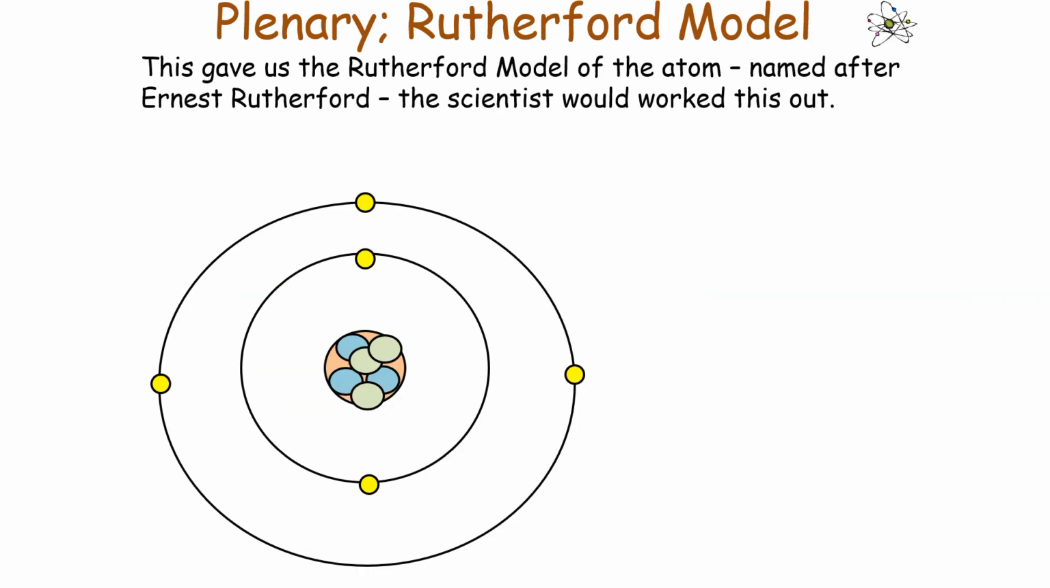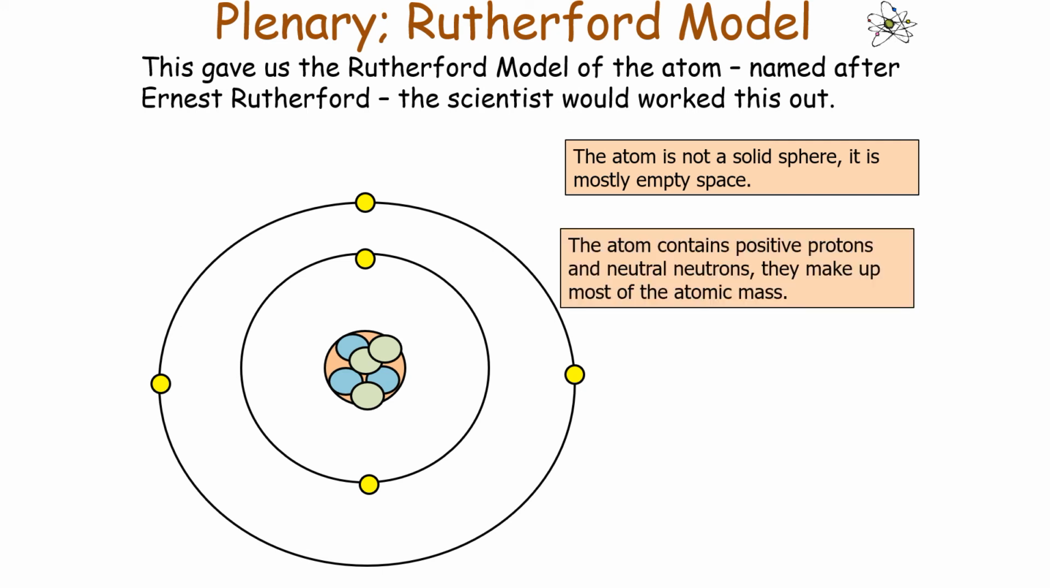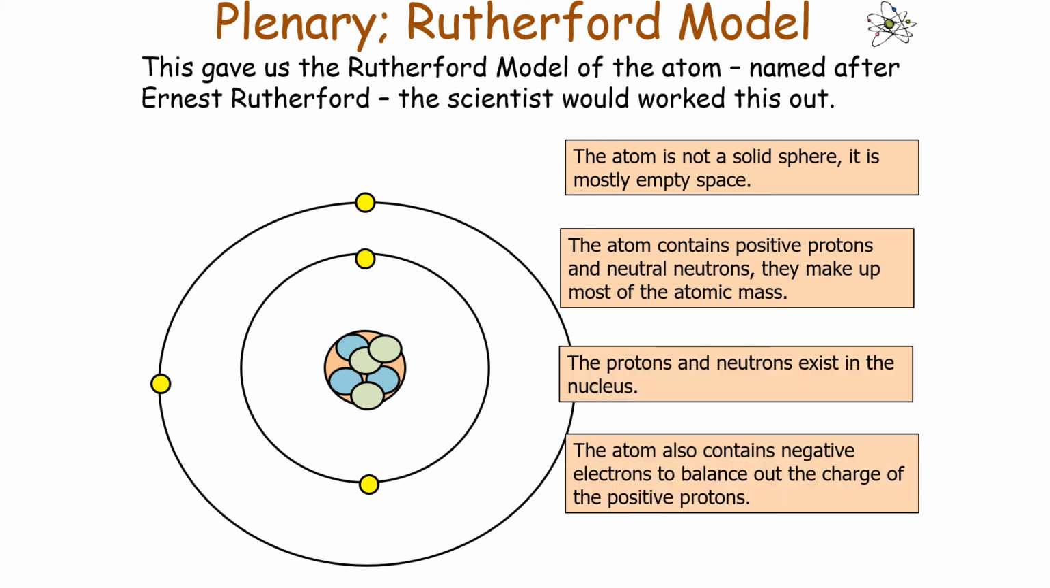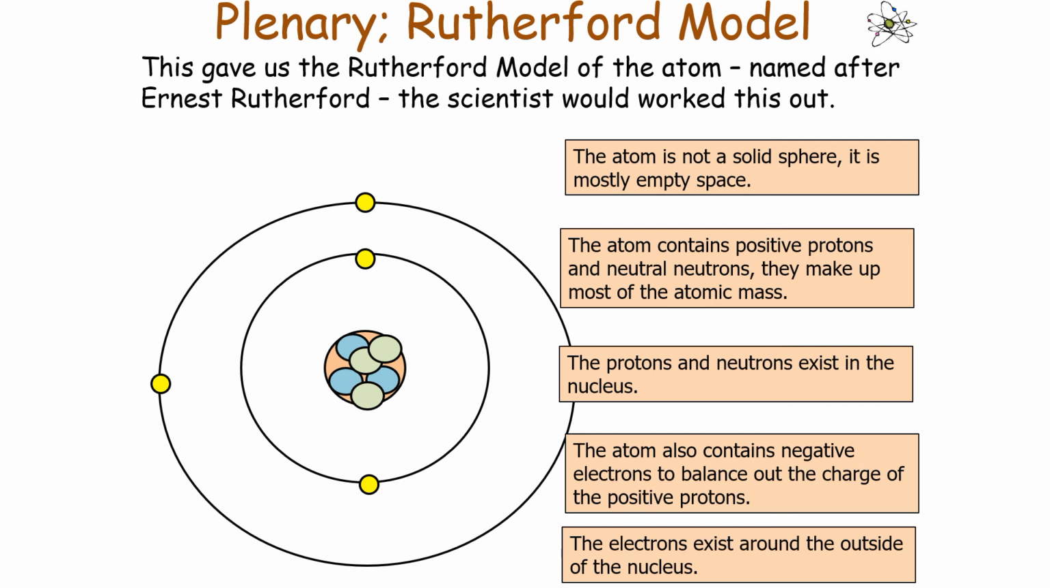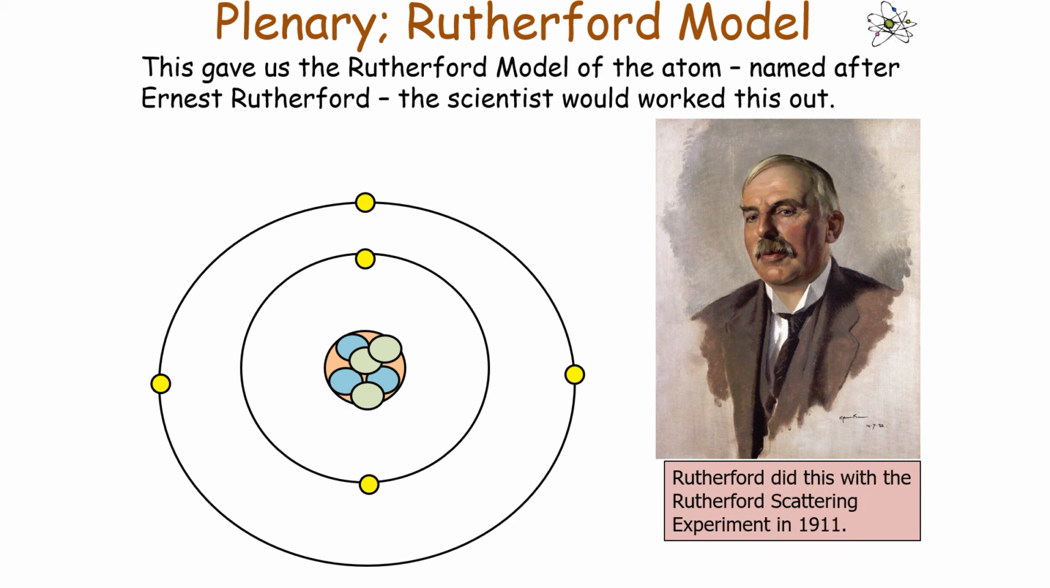So this gave us the Rutherford model of the atom, named after Rutherford, the scientist who worked it out and proved it experimentally. The atom is not a solid sphere, it's mostly empty space. The atom contains positive protons and neutral neutrons that make up most of the atomic mass. The protons and neutrons exist in the nucleus, and the atom also contains negative electrons to balance out the charge of the positive protons, but they exist around the outside of the nucleus in energy levels. Rutherford proved this experimentally and Bohr proved this theoretically.